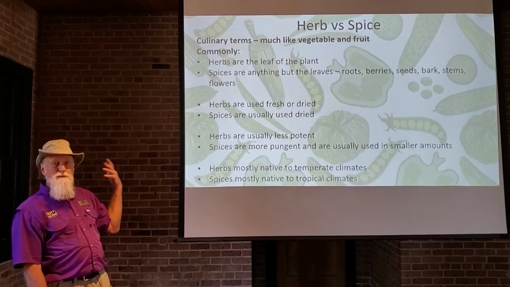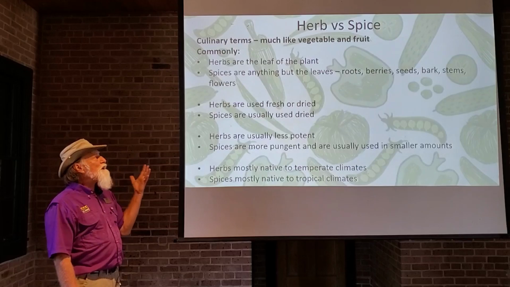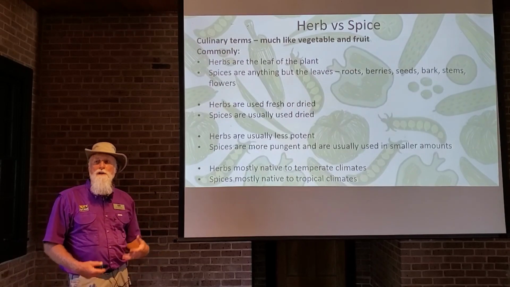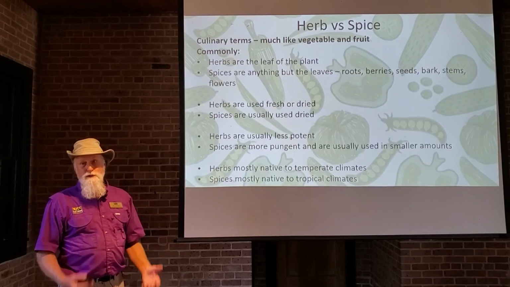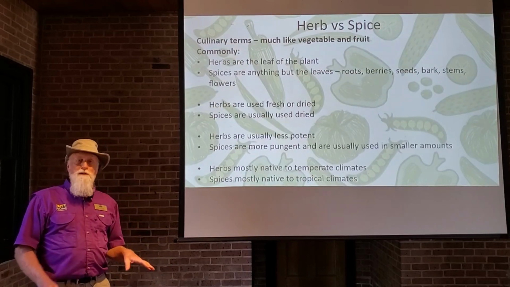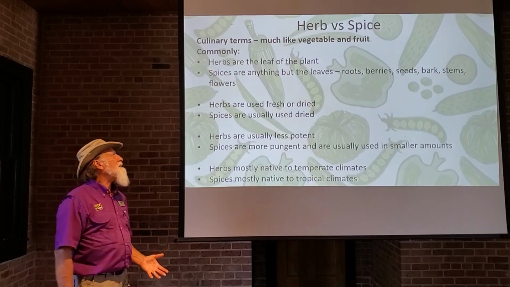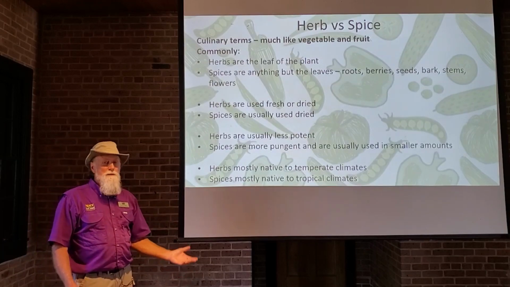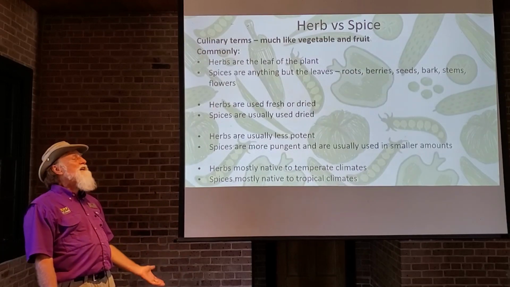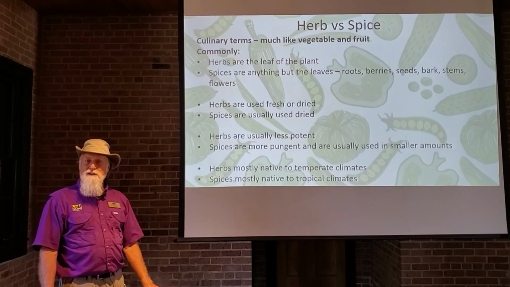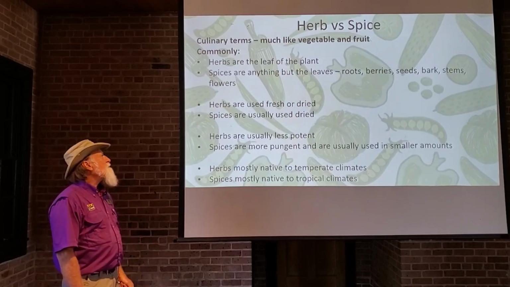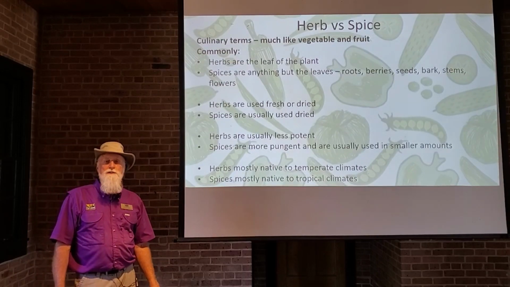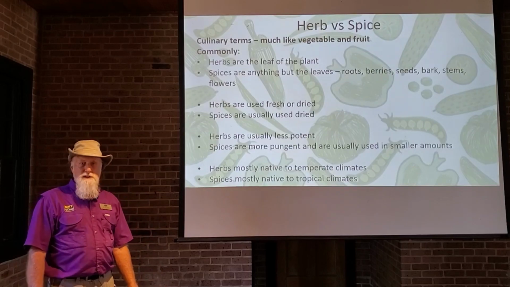So here we're going to tell you some differences between herbs and spices. One, herbs are the leaf of the plant. In almost all cases, when we're talking about herbs, we're talking about the plant's leaves. And they can be either used fresh or dried, multiple ways they can be used. But with herbs, we're talking about the leaves. Now with spices, we're talking about anything but the leaves. So with that, we're talking about the roots, the berries, the seeds, the bark, the stems, the flowers. Anything but leaves would go into the spice category. And herbs, like I said, are used fresh or dry, but spices are almost always used dried. That's the way that they're usually used.